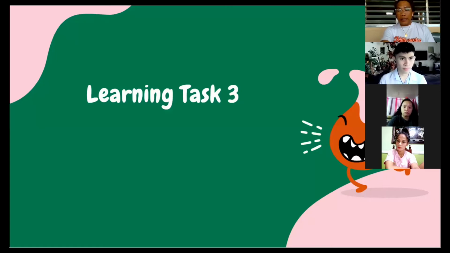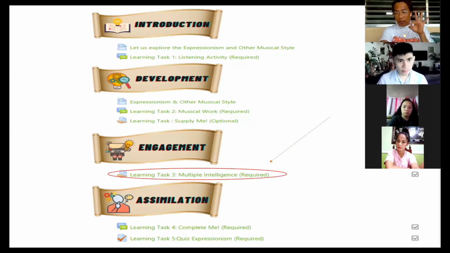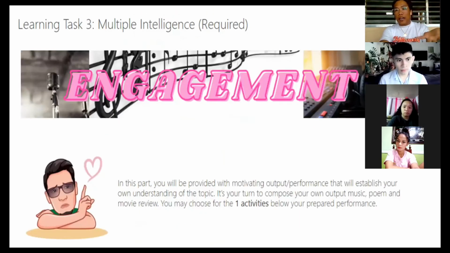Let's proceed to your learning task number 3. This is a required task again under engagement. Okay, so for learning task number 3, it's a multiple intelligence. I was able to provide you 3 activities. Pipili lang kayo dun sa 3. Okay, again, hindi nyo sasagutan yung 3 o hindi nyo gagawin yung 3. Pipili lang kayo dun sa 3 na ibibigay kong activity. What are those? Okay. So in this part, you're going to be provided a motivation or output, kailangan na kayong magbigay ng output or performance nyo for this topic.